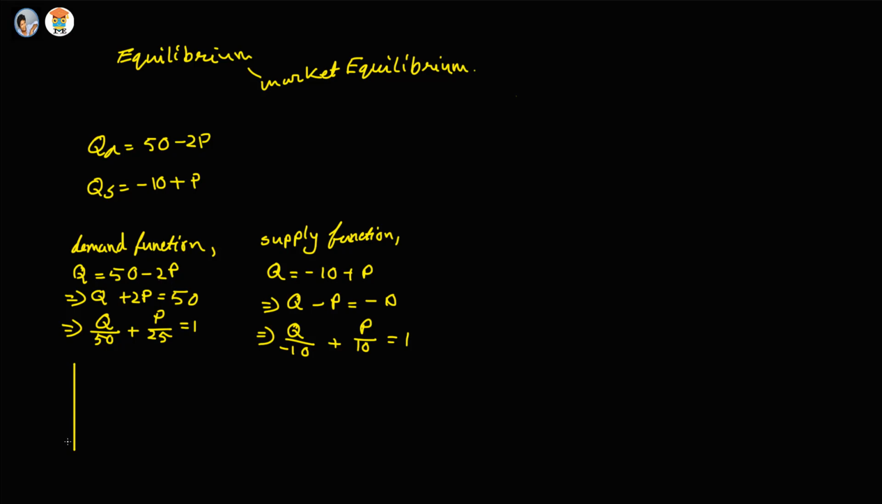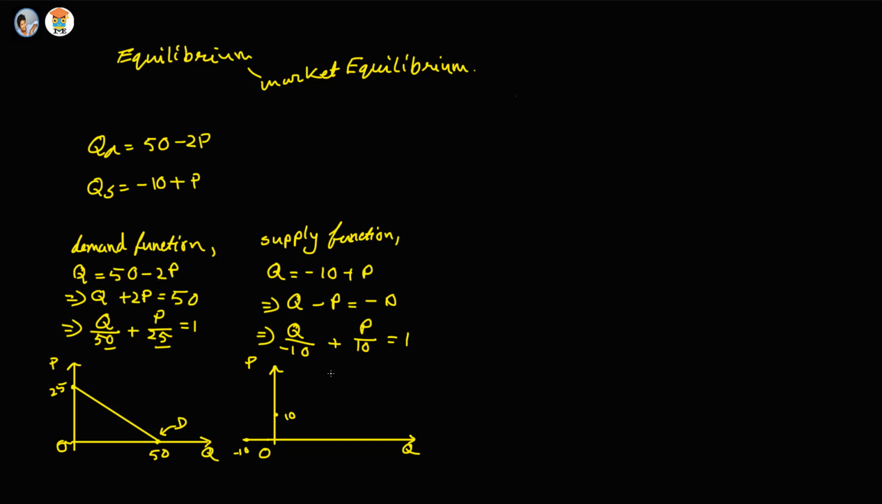We have a y-axis and x-axis shows quantity. Here we have O and here we have price. If this is 25 and this is 50, this straight line will be the demand curve, and for the supply curve we draw the axis again. This is quantity, this is O, and this is price. This is minus 10 and this is 10. So this is the supply curve.